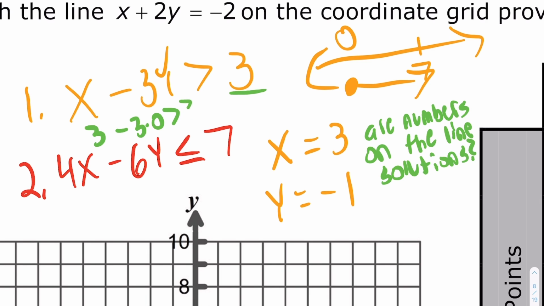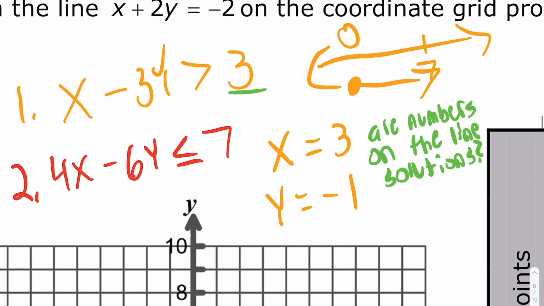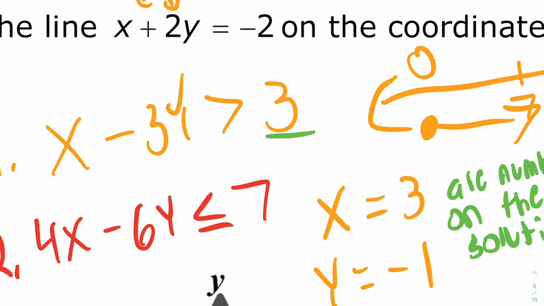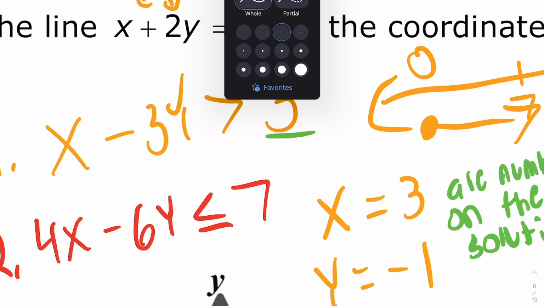3 minus 0 is 3. 3, is that greater than 3? No, it's not. So, whenever you have that inequality symbol, whenever you have just greater than or less than, you do not include the numbers on your line.